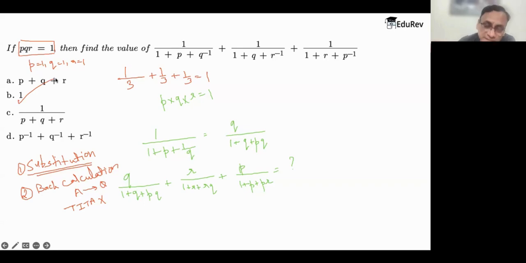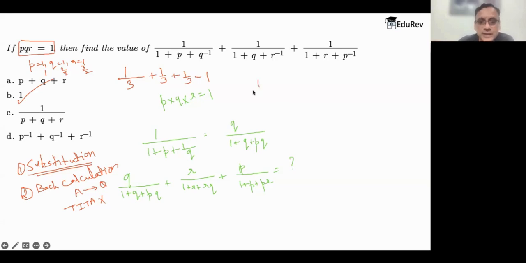Let's take something else because it looks too easy. If I take P as 1, Q as 2 by 3, and R as 3 by 2, let's try this way. Of course, slightly more complex, but just to give you confidence that this method works and works beautifully in a lot of questions. And there's no other way you're going to solve this question.